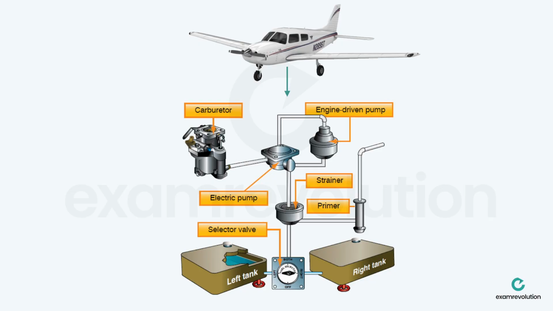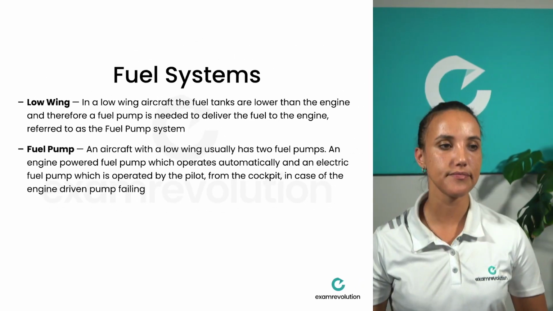So it's very similar to the gravity-fed system, except now the tanks are lower than the engine, but we still have a fuel selector. Then the fuel goes through a fuel filter, and you can see one line goes to a primer and the other line goes first through the engine pump, which obviously draws the fuel from the tanks, and then it goes on to the carburetor.